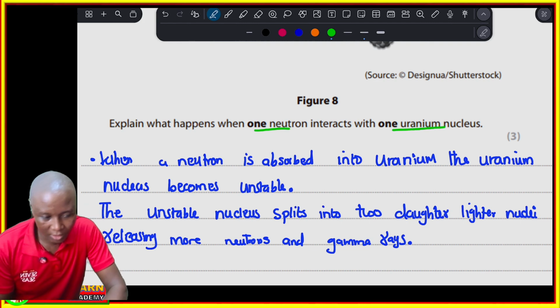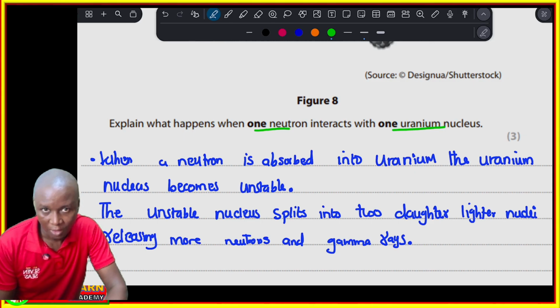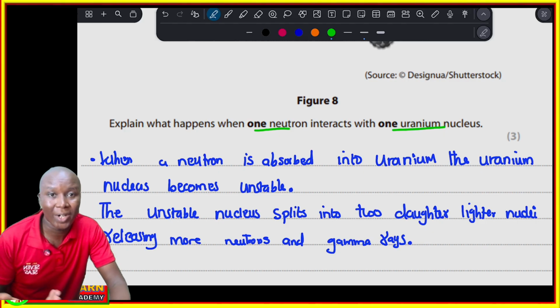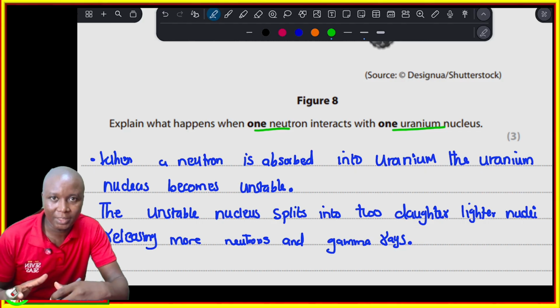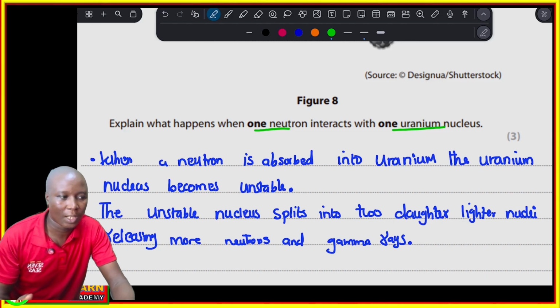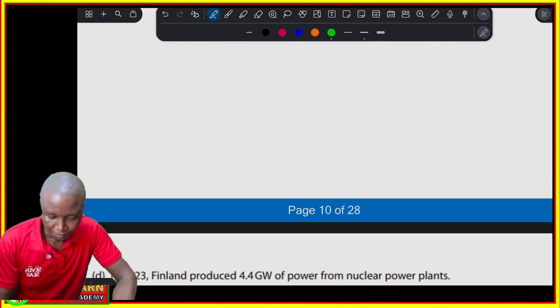This is exactly what happens, as I've stated here, that when a neutron is absorbed into uranium-235, uranium-235 becomes more unstable. As it becomes unstable, it's going to split into lighter daughter nuclei, releasing more extra neutrons, together with gamma rays in that process.